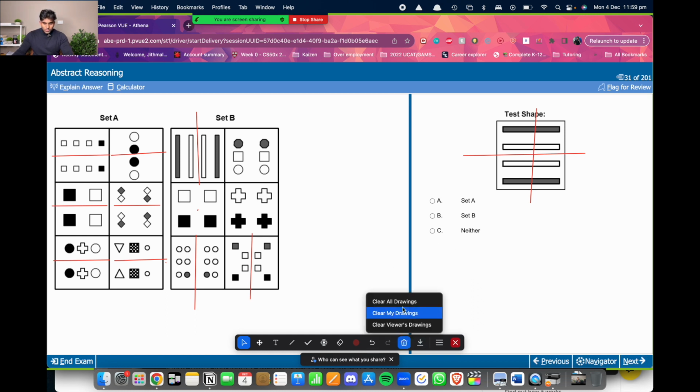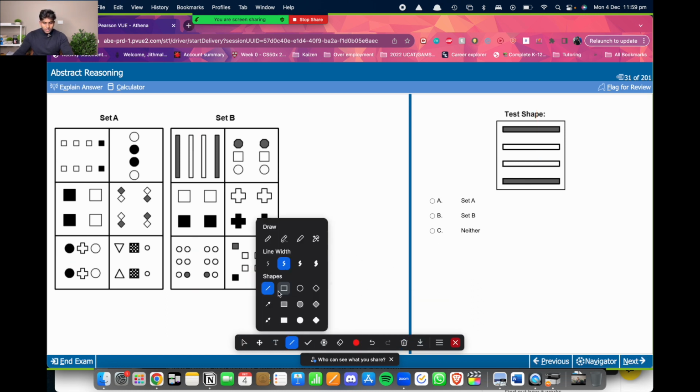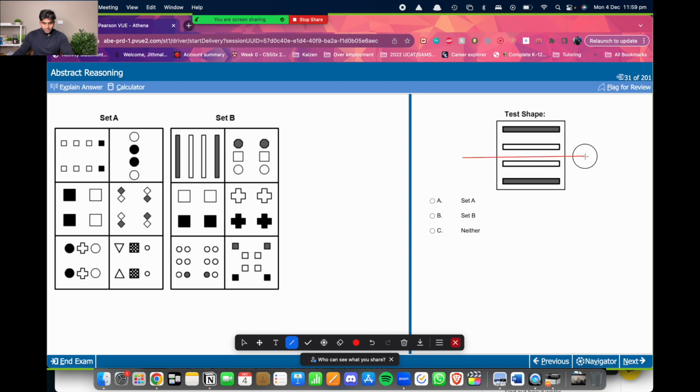This one clearly is going to be a horizontal line of symmetry. Therefore, it falls into set A. This one also happens to be a horizontal line of symmetry, so it's also set A.